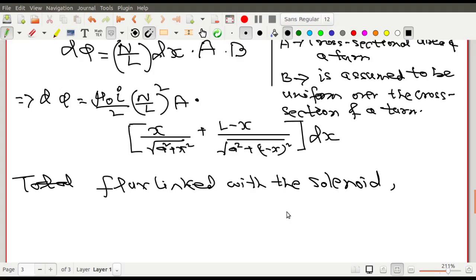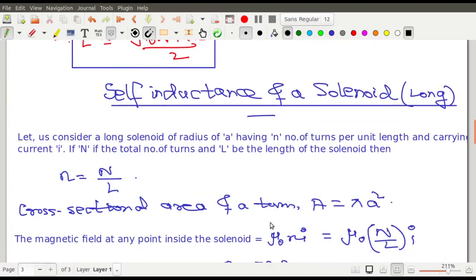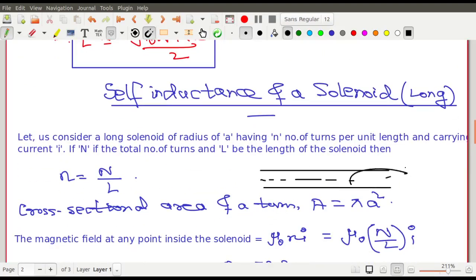So last time this confusion didn't arise for a long solenoid. Why did it not arise for a long solenoid? Because for a long solenoid, over the entire solenoid the expression was the same, and that expression was mu 0 ni. So whatever be the point, the magnetic field is the same at all the points.